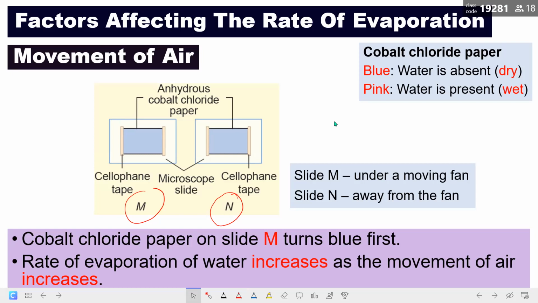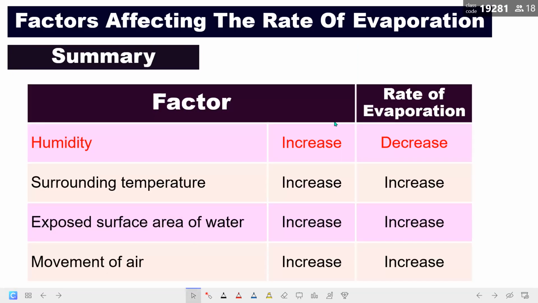We're almost done with this slide already. So one of you take a photo of this and send it into the group now. This is actually the main focus of what I just taught you. When my humidity increases, my rate of evaporation will decrease. But for everything else, if my temperature increases, evaporation increases. When my surface area increases, my rate of evaporation increases. When my movement of air increases, my rate of evaporation increases. So these are the basic concepts that you need to know.